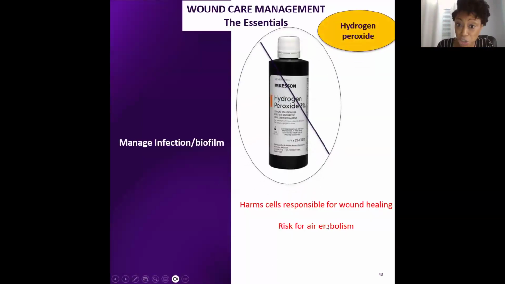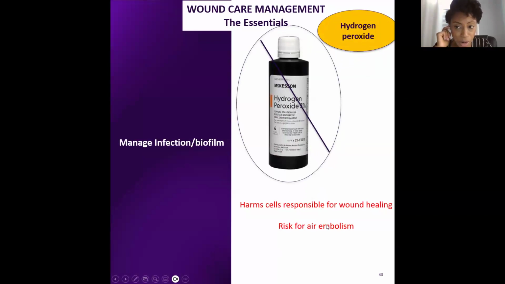Now, a word about hydrogen peroxide. Hydrogen peroxide, we do not use it in wound care. In all of my years as a nurse, I have never used hydrogen peroxide on a patient. And the reason for that is because the studies are conclusive that hydrogen peroxide harms cells responsible for wound healing. And there's a risk for air embolism if you use it in deep cavity type wounds. So for this reason, hydrogen peroxide is not used in wound care in the United States. Really, I have never used it, and I have been in this for about 15 years.